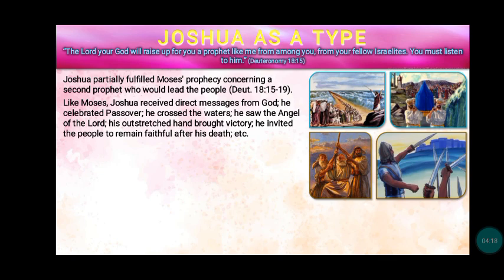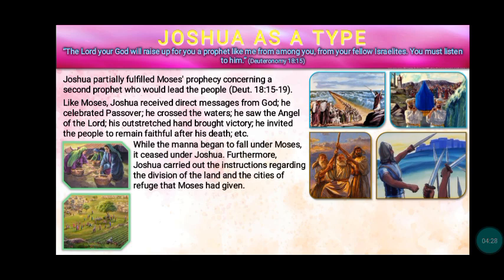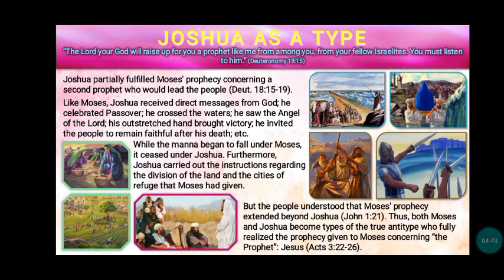He saw the angel of the Lord. His outstretched hand brought victory. He invited the people to remain faithful after his death, etc. While the manna began to fall under Moses, it ceased under Joshua. Furthermore, Joshua carried out the instructions regarding the division of the land and the cities of refuge that Moses had given. But the people understood that Moses' prophecy extended beyond Joshua.